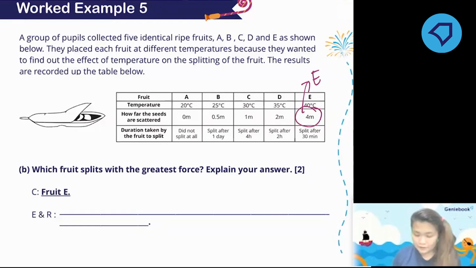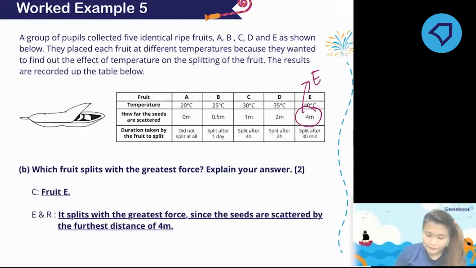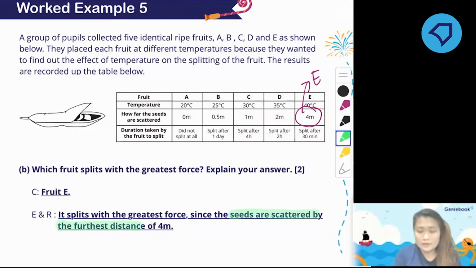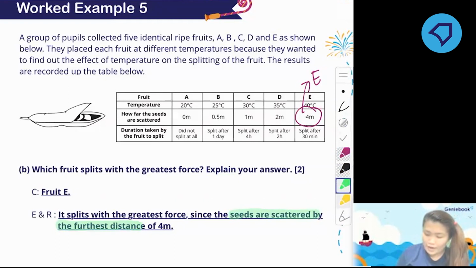All right, so we know it's fruit E. So evidence, I'll help you with this. Evidence would fall under here, like the seeds are scattered furthest away. This would be your evidence. I'm going to put evidence as E.